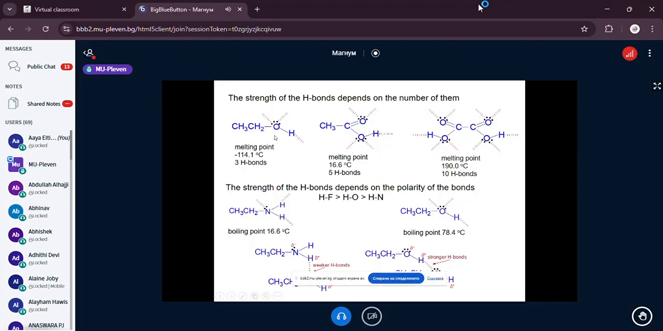So this is ethanol molecule. Ethanol molecule.